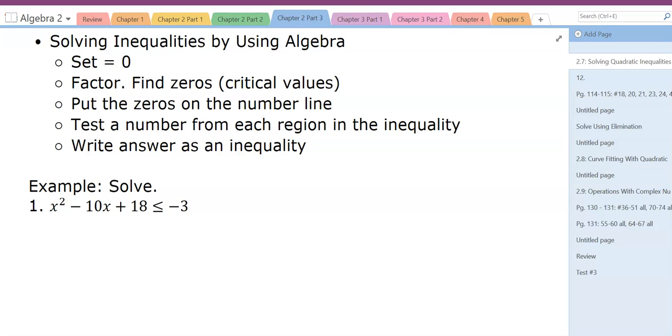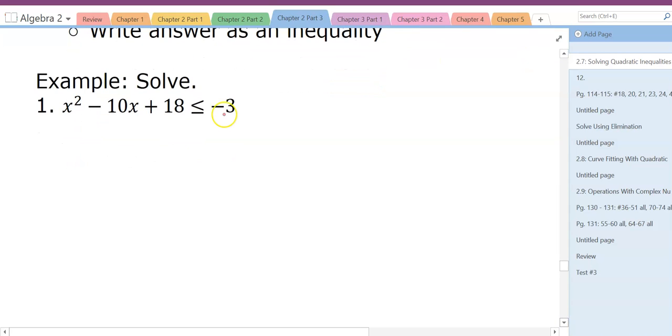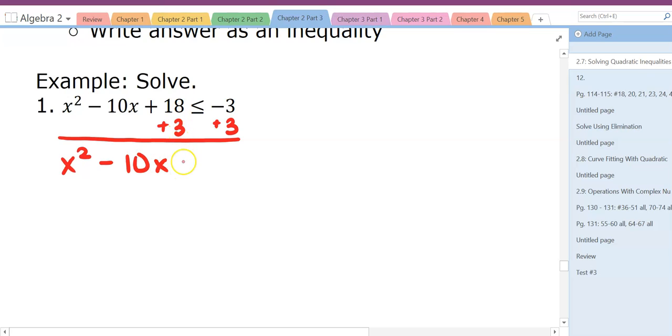So for this first one, I have x squared minus 10x plus 18 less than or equal to negative 3. What I'm going to do first is move negative 3 over, because I want to set this equal to 0. So I'm going to add 3 to the 18. So it says x squared minus 10x, 18 plus 3 is going to be 21. And then I'm just going to go ahead and say equals 0. I'll deal with the inequality sign a little bit later.